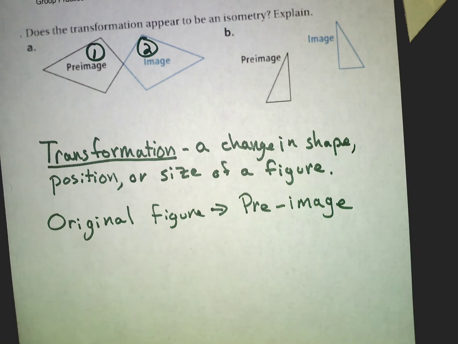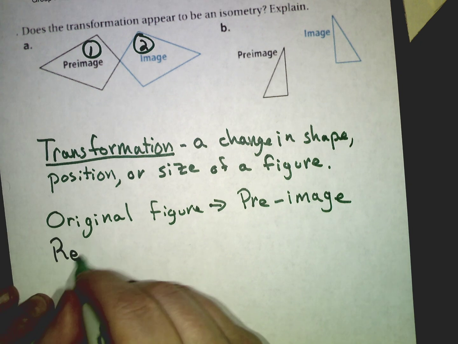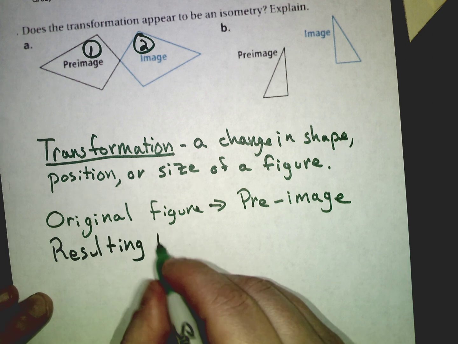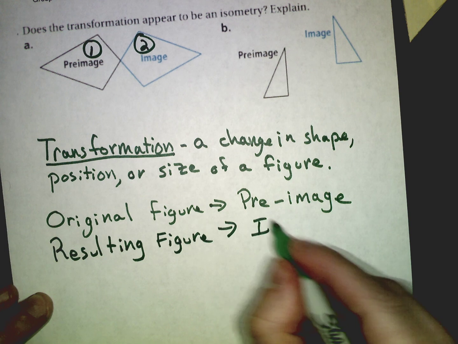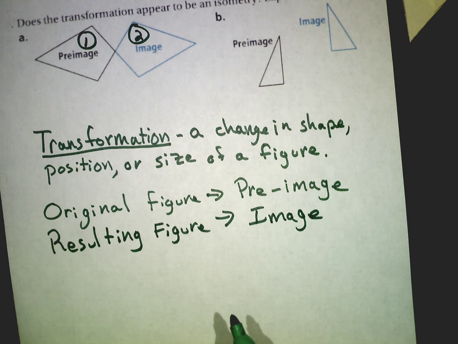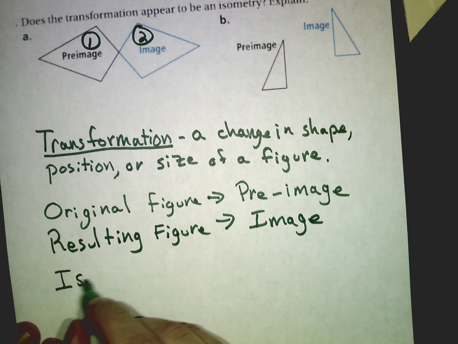So the resulting image, I'm going to call it the resulting image, which is what happens after the transformation, or the resulting figure, it's just called the image. So I have a pre-image and an image. And the final thing is an isometry.